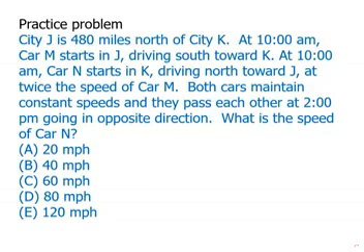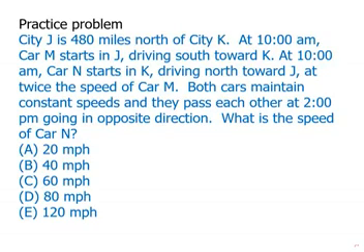Okay, so City J is 480 miles north of City K. At 10 a.m., car M starts driving south, and car N starts driving north, and it's going twice as fast as M. Both cars maintain constant speeds, and they pass each other at 2 p.m. going in opposite directions. What is the speed of car N?